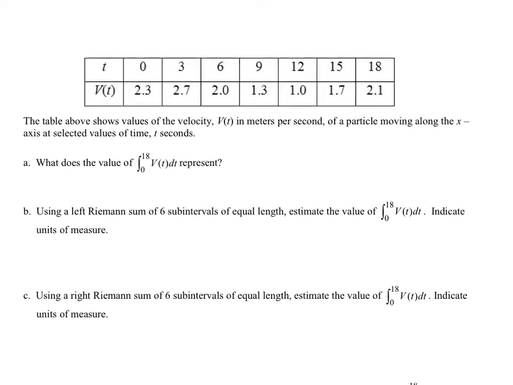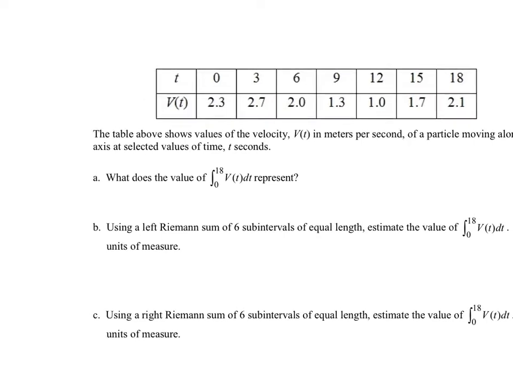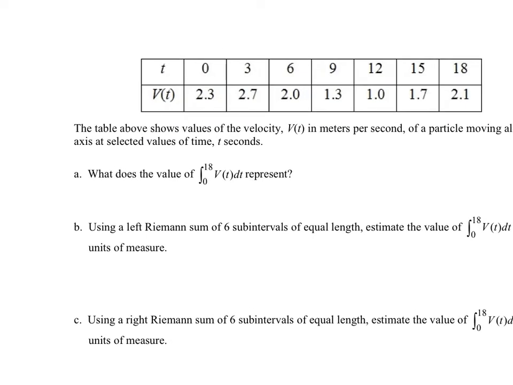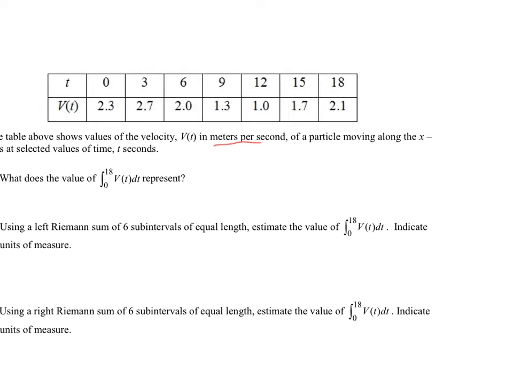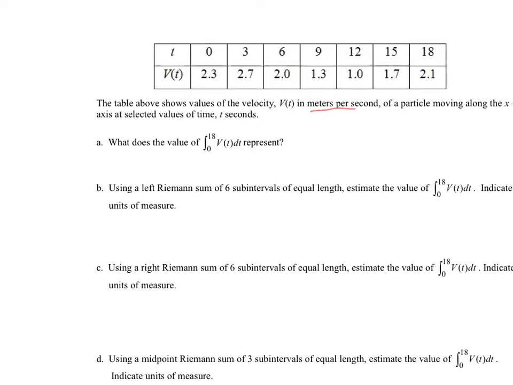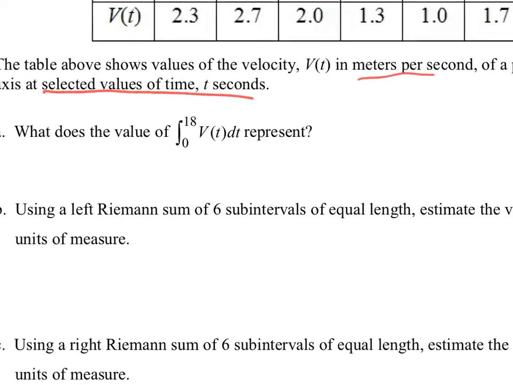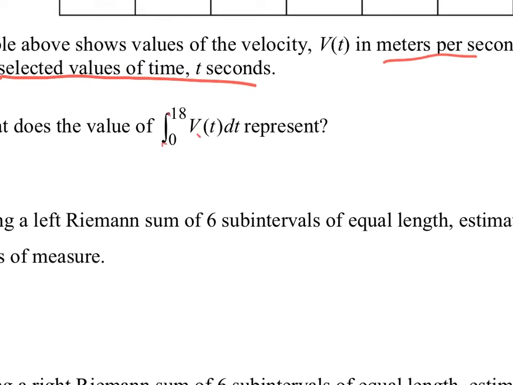Okay. Now we got a table. We've done this before. I think these review our Riemann sums, which is good. The table above shows the values of velocity in meters per second. The particle is moving along the x-axis, and here are selected times. Look at the times though. 0 to 3, that's added 3, plus 3, plus 3, plus 3, plus 3, plus 3. At least those are equal intervals, and that makes it easy, because he first of all wants to know what the integral from 0 to 18 of v of t represents.